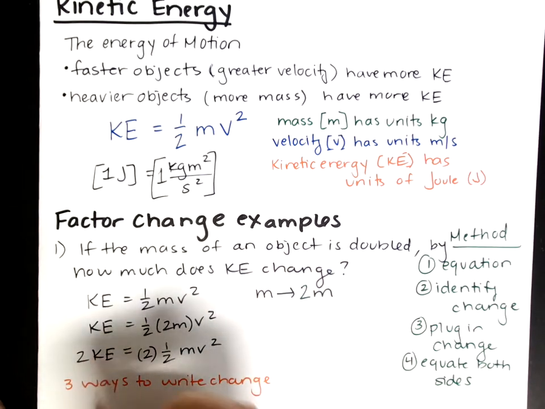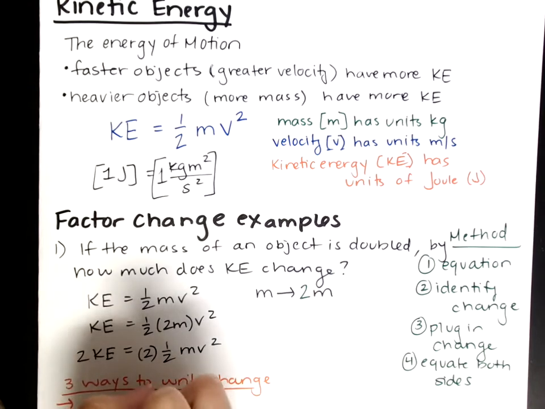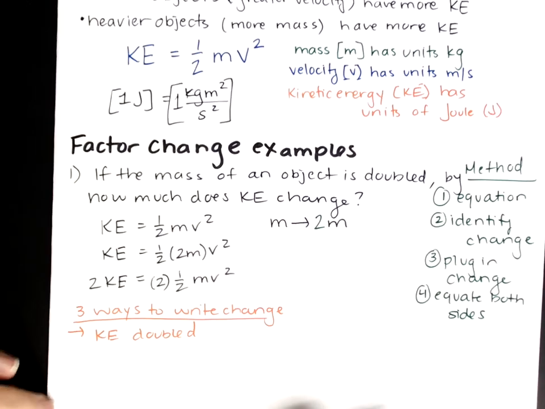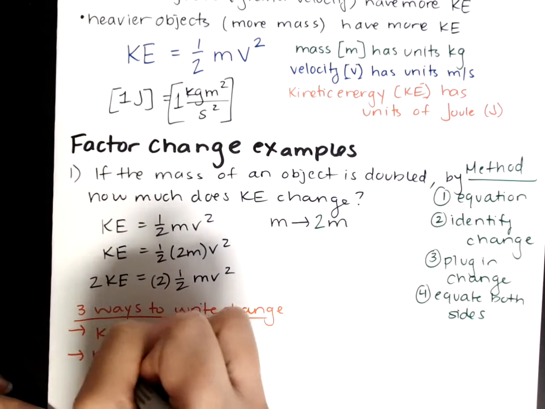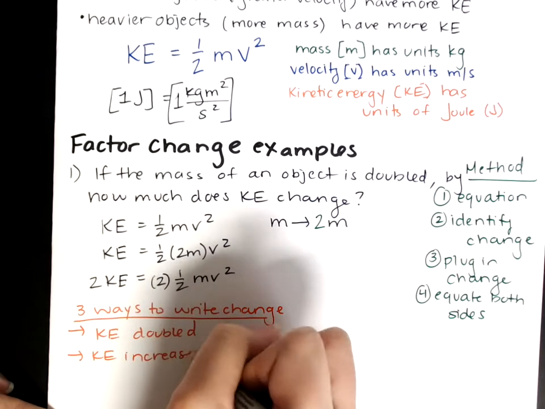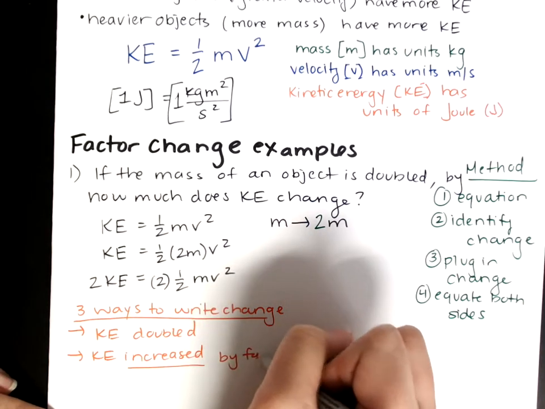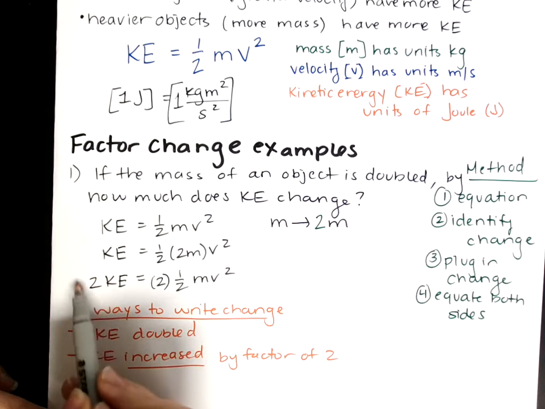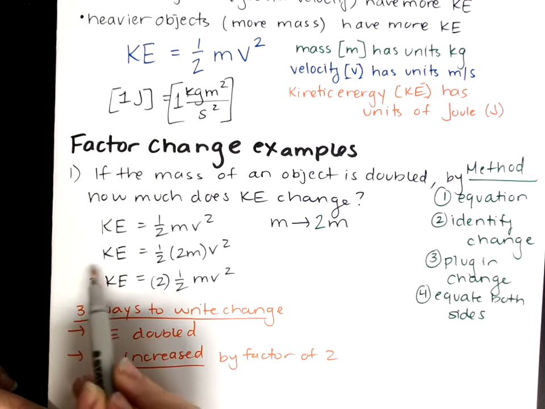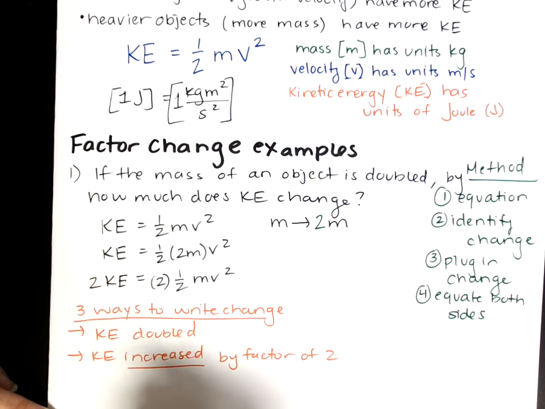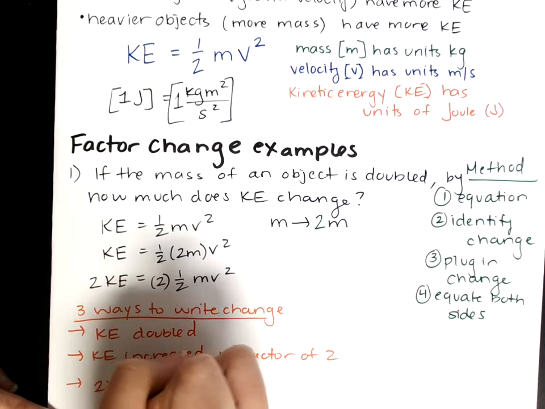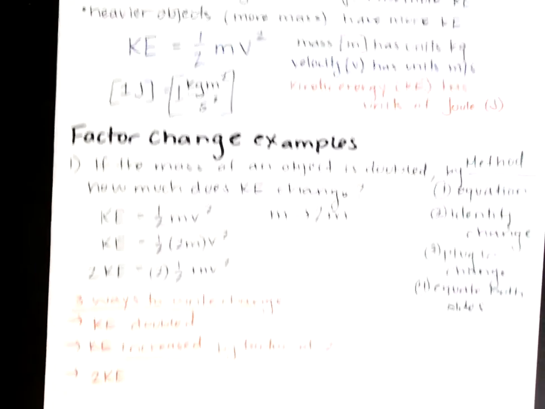The kinetic energy doubled. So one way to write it: kinetic energy doubled. Or kinetic energy increased by a factor of 2. We always say increase for any value that is greater than 1, and we always say decrease for any value that is smaller than 1, like 1/2 or 1/3. Those would be decreased by a factor of 3 if it was 1/3. Or the last way to write it, you might see it on a test, might look just like this, 2 KE. Okay, let's try one more.